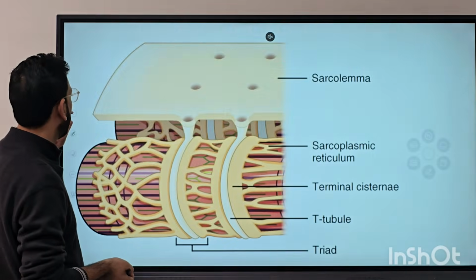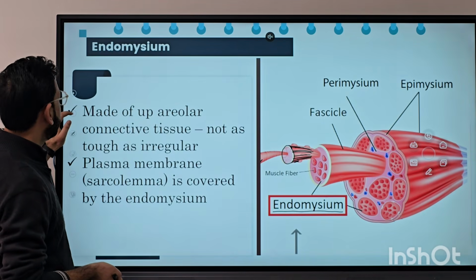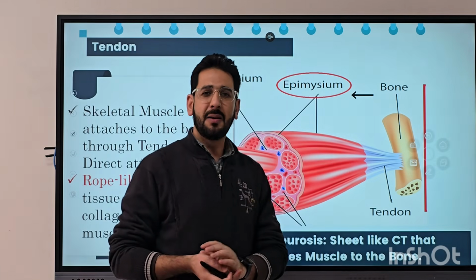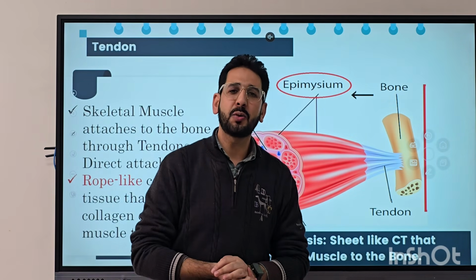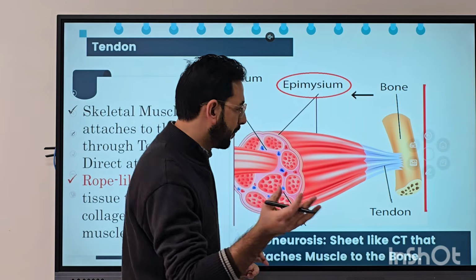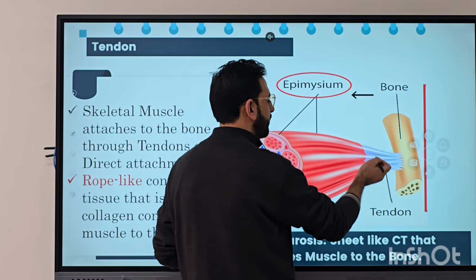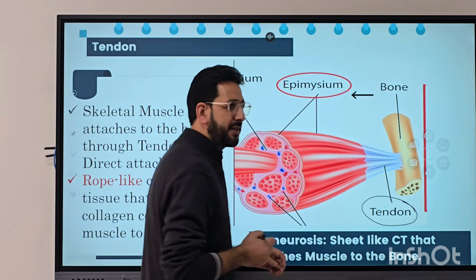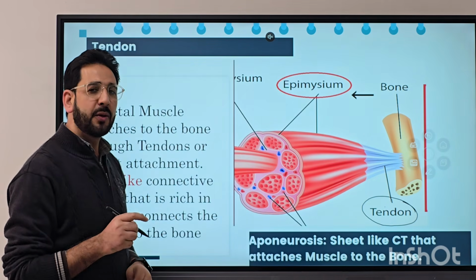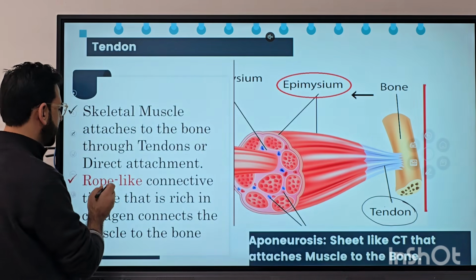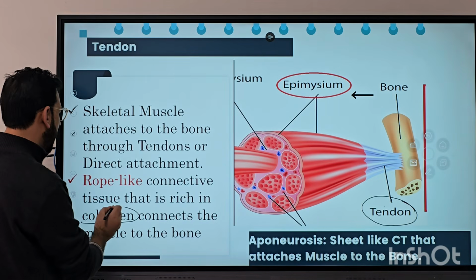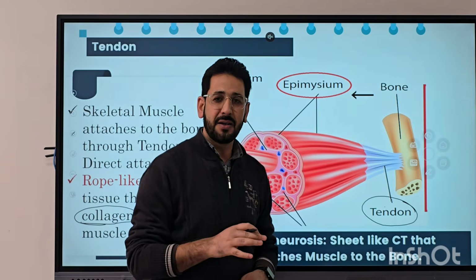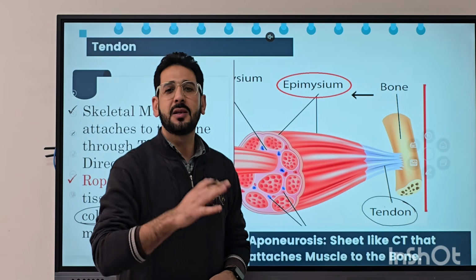Okay, now going back here, after endomysium, what did I tell you? That this whole muscle is connected to the bone. The attachment is provided by a special rope-like connective tissue that is called tendon. Okay, and this rope-like connective tissue is rich in collagen. This connective tissue rich in collagen, that is called the tendon, gives the attachment of the muscle to the bone.